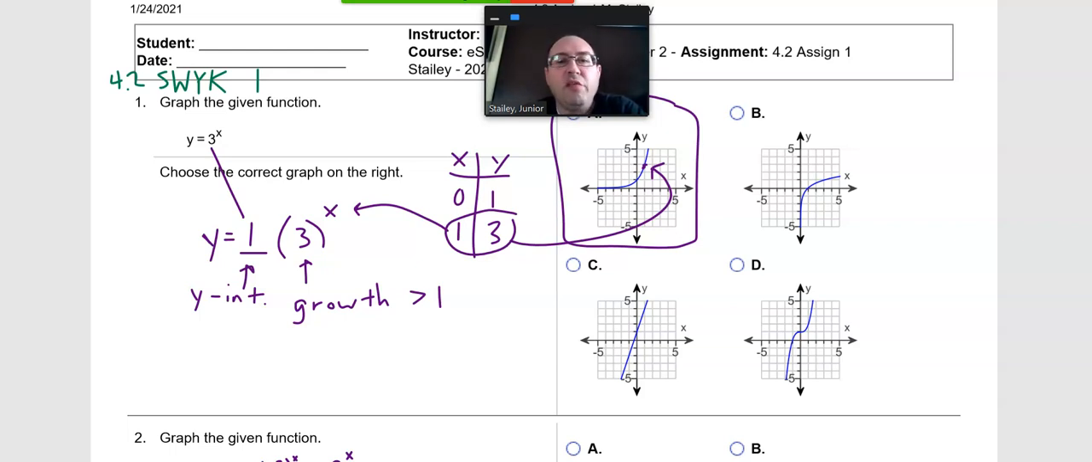You'd get thrown out of a party if you wrote 1 times 3 to the x, because everybody knows the 1's there. People hate those kinds of things at parties.